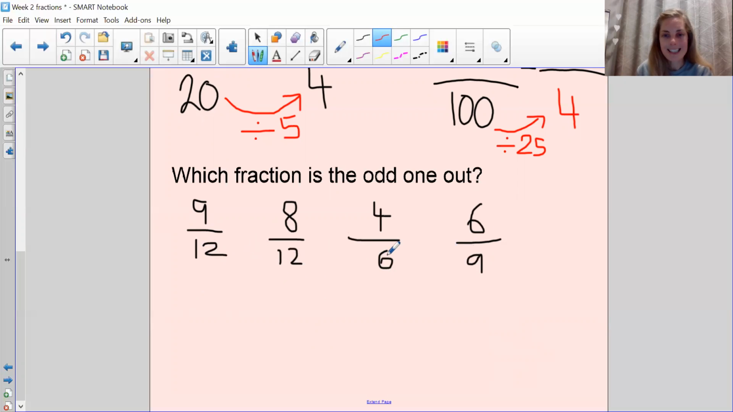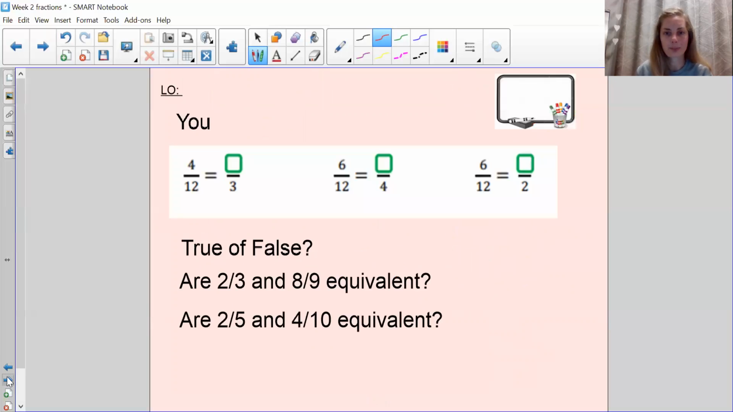Okay, I've got 6. 6 can go into 12 times 2. So I can say times 2, and that would give me 12. But is 9 going to give me 6 or 12? No, it is not. So the fraction that will not become an equivalent fraction would be 6 9s, because 9 cannot go into 6 and it cannot go into 12. So therefore this would be the odd one out, whereas my 6 could go into 12, and 12 obviously can go into 12 as well.